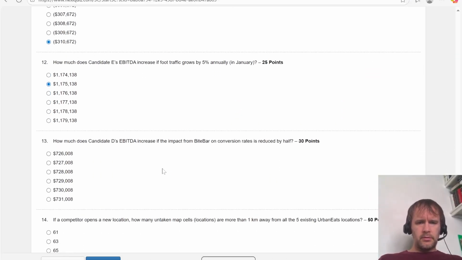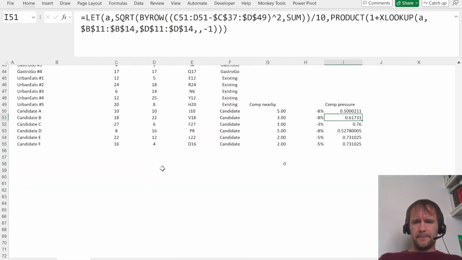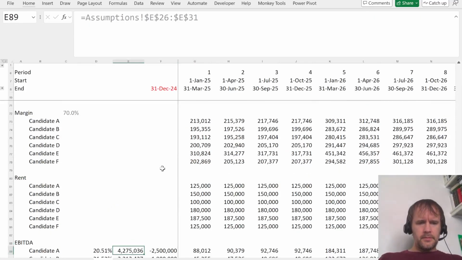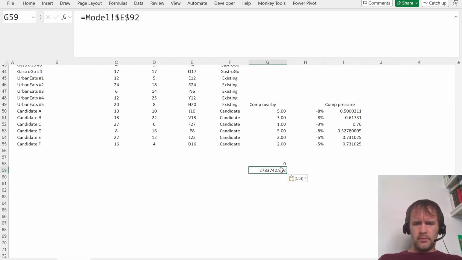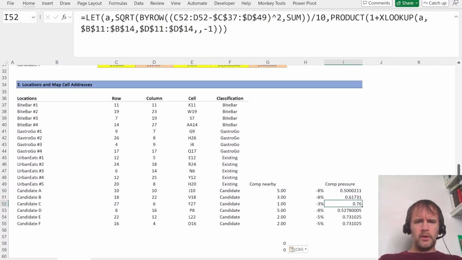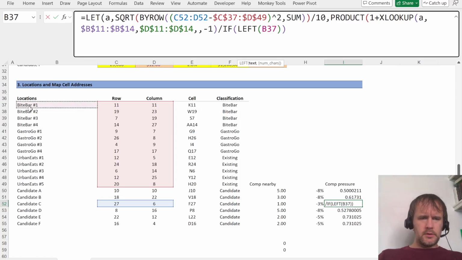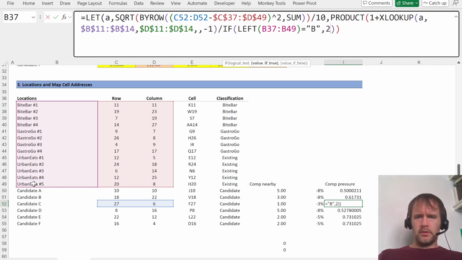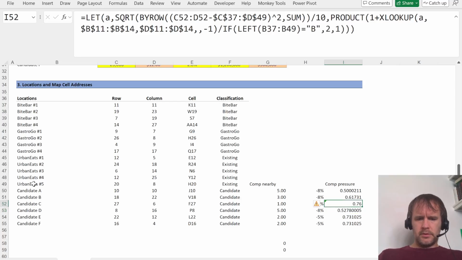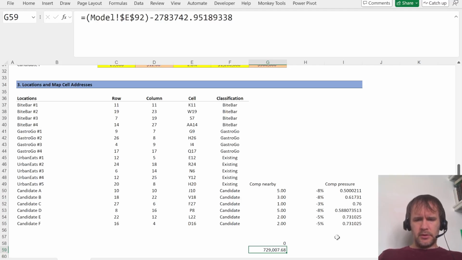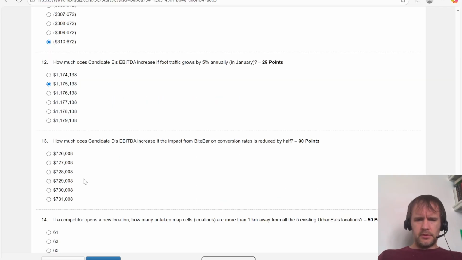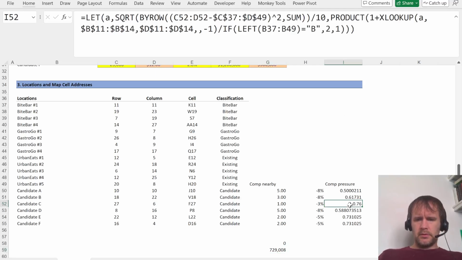How much does candidate D's EBITDA increase if the impact from ByteBar on conversion rates is reduced by half? Oh, crud. Okay. So, sorry, candidate D. EBITDA D. Okay, so this piece here is what we're taking the product of, so divided by, if left this equals B, then 2, otherwise 1. Ooh, didn't like that. Oh, sorry, that's candidate C, so maybe it changes for this one? Yes, it does. Okay, I guess candidate C is not close to ByteBar. 729,008, yes. Okay, and again, just have to fix that.